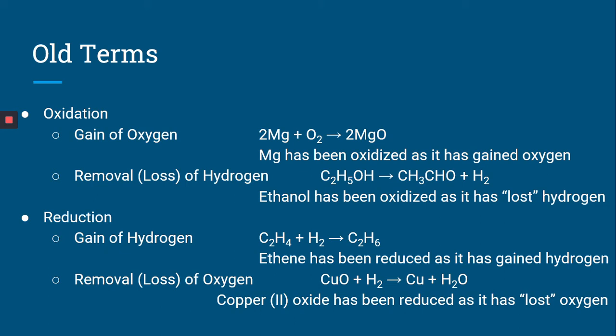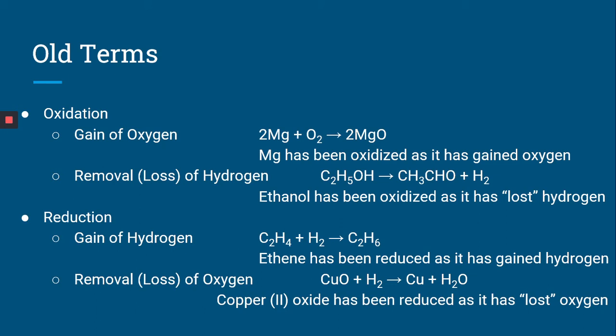Magnesium is being bonded with the oxygen, so it has gained an oxygen. So we would say magnesium was oxidized. The ethanol has lost a hydrogen. It went from 6 to 5 hydrogens. So it lost this one hydrogen there. And we would say that it was oxidized. Reduction is the gain of hydrogen, or it could be looked at as the loss of oxygen.